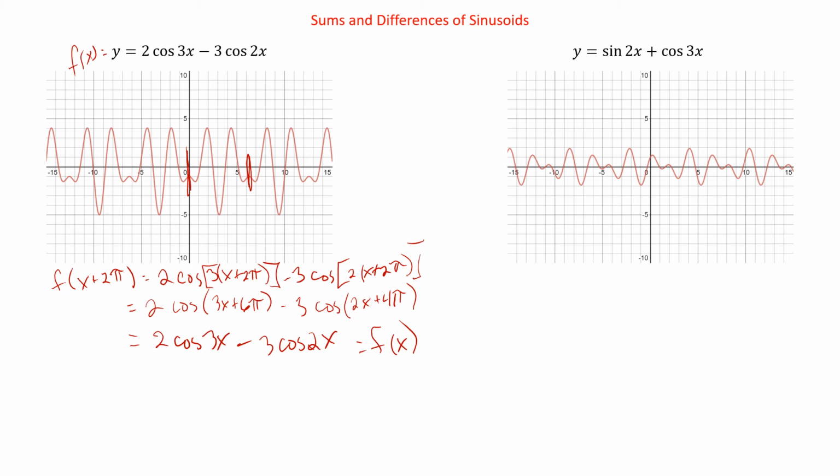So even if it's not sinusoidal, it could still be periodic. That's how you can test it algebraically. But by looking at the graph, you should know whether you should get it to be periodic or not.